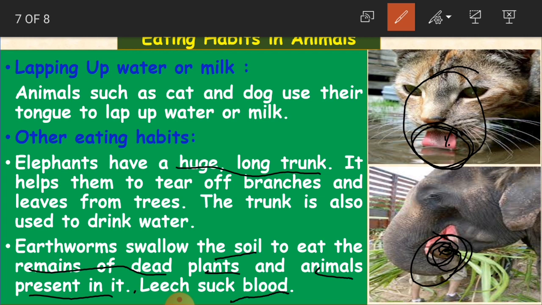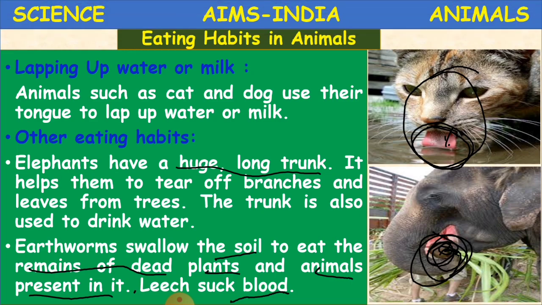Clear, children? So this is how lapping up water or milk is done by the dog and cat, and even the elephant here uses its trunk to tear the branches of the plant and drink water.